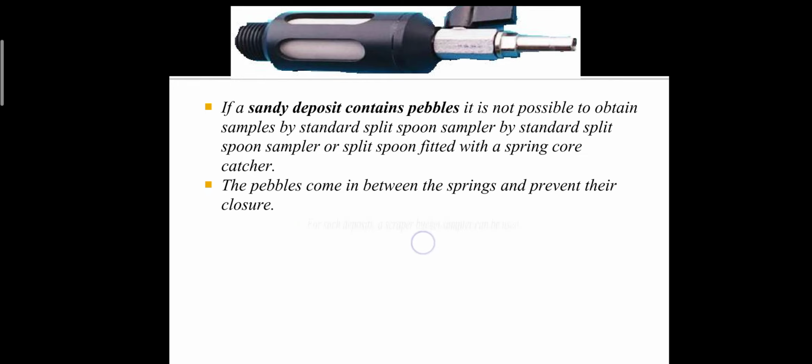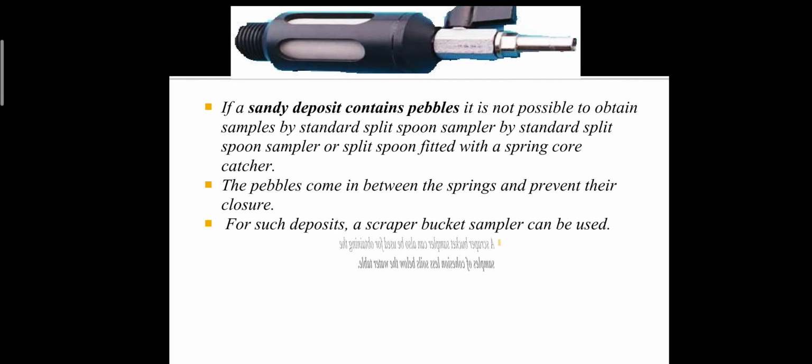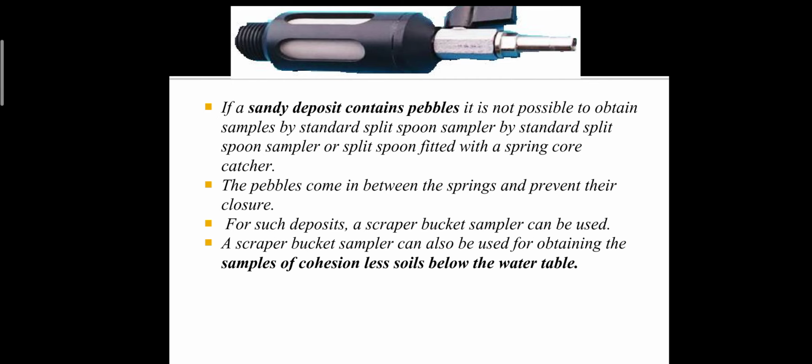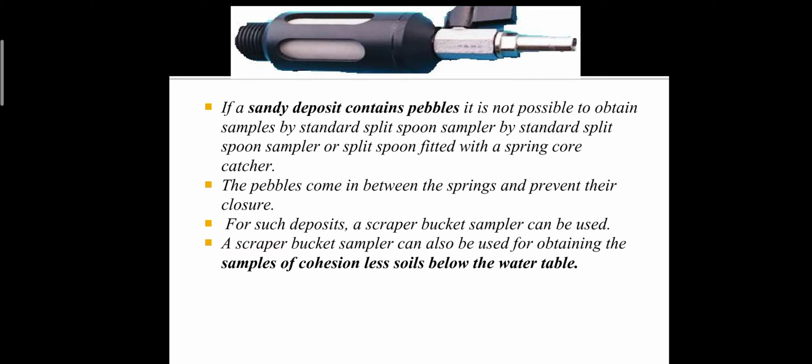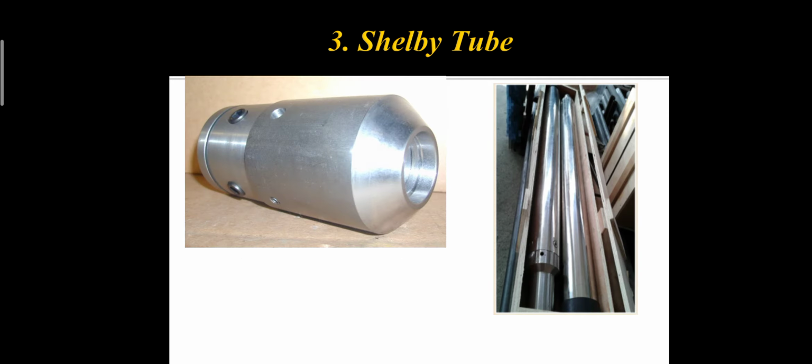The pebbles also, when they are there, we go for this scraper bucket sampler. It is used for cohesionless soils below the water table also. In the small openings, only the samples are collected. However, the samples are disturbed and we don't get undisturbed samples.